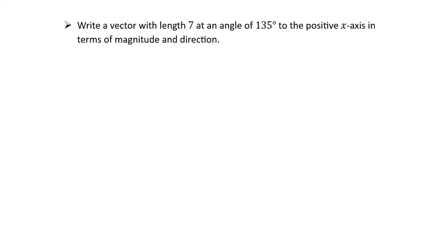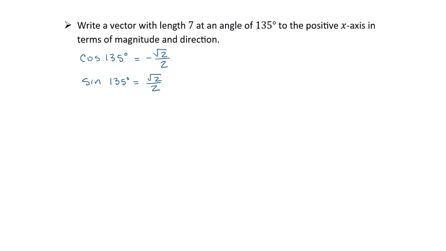Write a vector with length 7 at an angle of 135 degrees to the positive x-axis in terms of magnitude and direction. The first thing that we'll do is find the cosine of 135 degrees. The cosine of 135 degrees is the negative square root of 2 over 2. And the sine of 135 degrees is positive square root of 2 over 2.